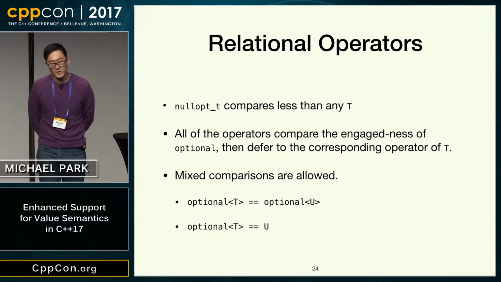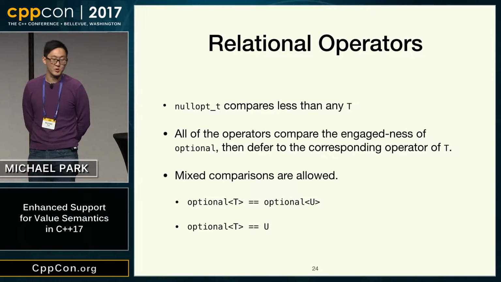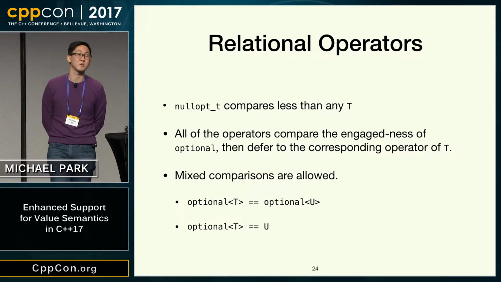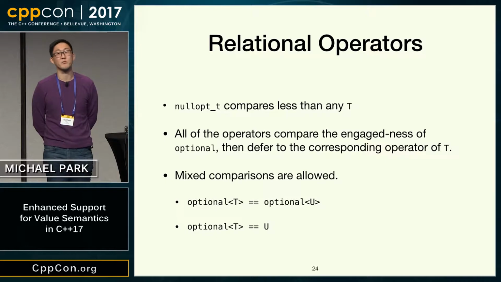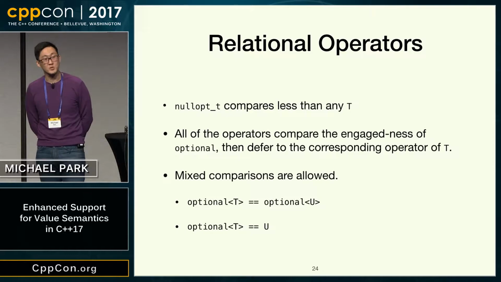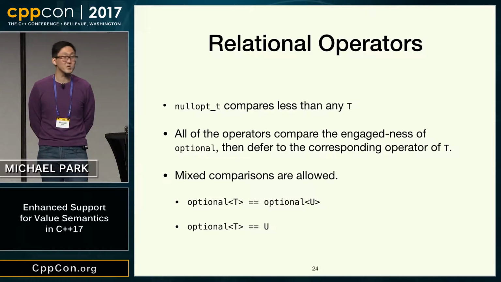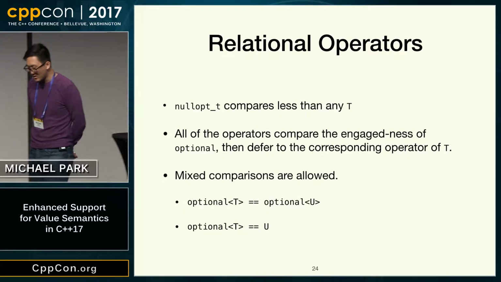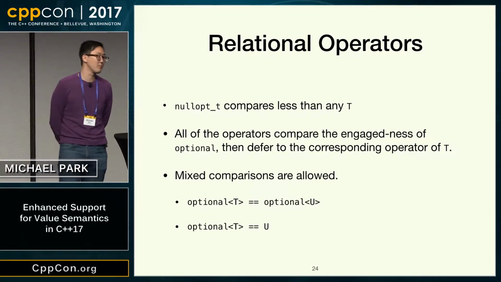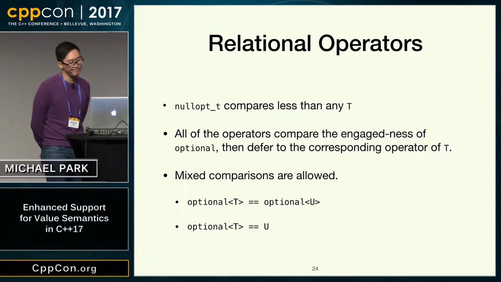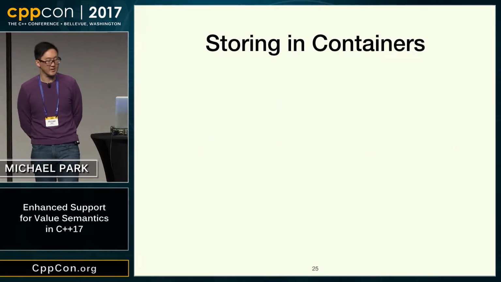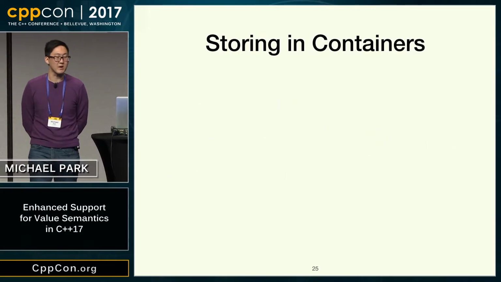The only benefit that I know of that comes from the optional T to U comparison is when you're doing heterogeneous lookup on associative containers. So if you have an optional T inside of a map, and you want to just look up by using a T without having to construct an optional T, like we saw in the function parameter example, then you can use this comparison operator to actually perform that comparison. But it's a questionable use case, I think. So as I talked about, relational operators are there in order to allow storing in containers.